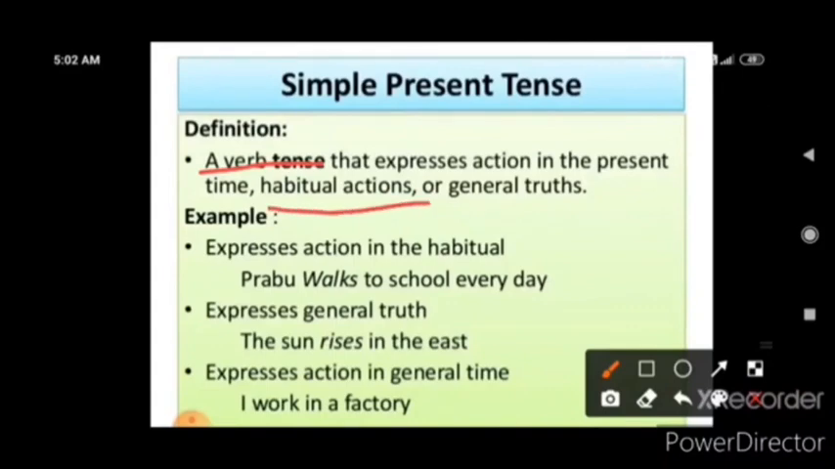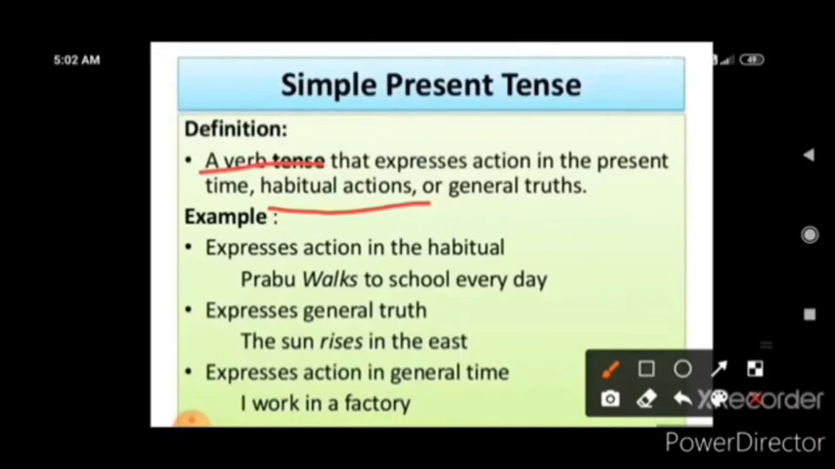Then habitual actions, that means our habit. The routine works we do daily are known as habitual actions. General truths means the sun rises in the east, the sun sets in the west, water boils at 100 degrees Celsius. The world cannot change these; this is known as general truth. So these are things we use in simple present tense.